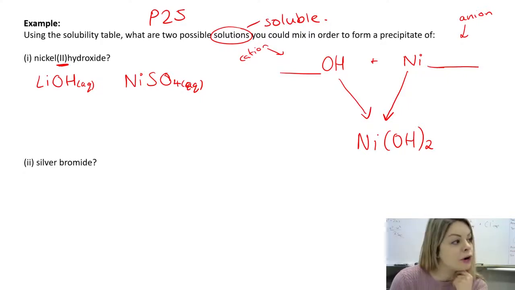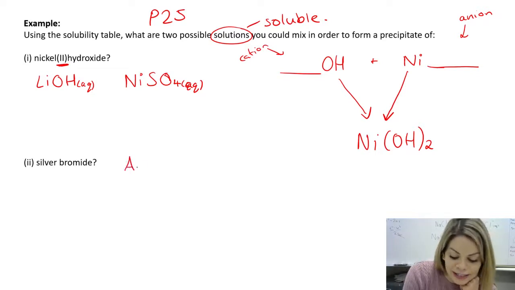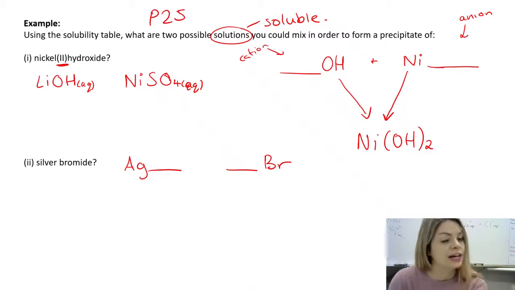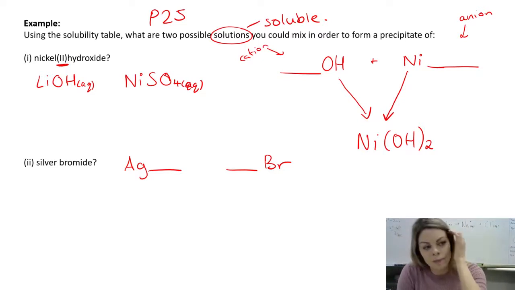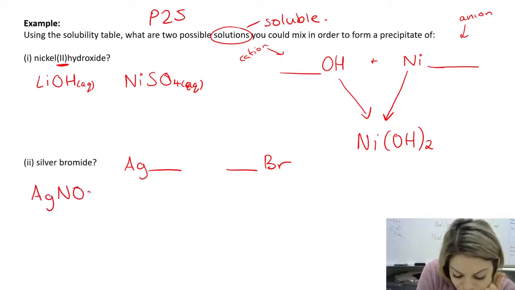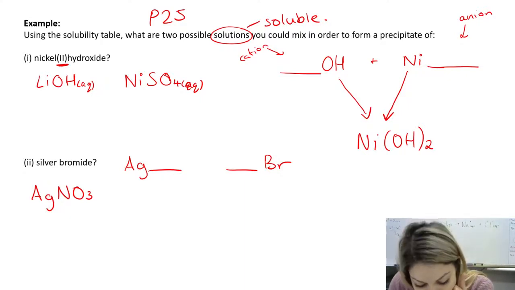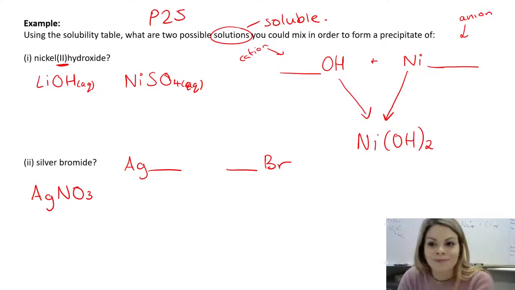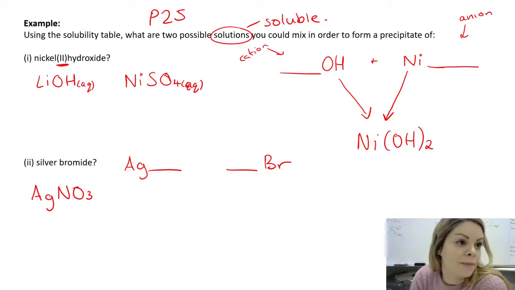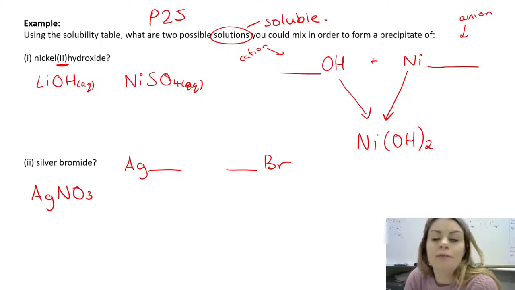Next one, silver bromide. All right, so I need silver something and something bromide, don't I? So that I can get silver bromide. So silver, I need silver something that is soluble. What can I put silver with that it's going to be soluble with? Nitrate, good. Silver nitrate. What do we know about silver nitrate? What happens if you get it on you? Yes, good. Okay, next, bromide. What is something that is soluble with bromide?